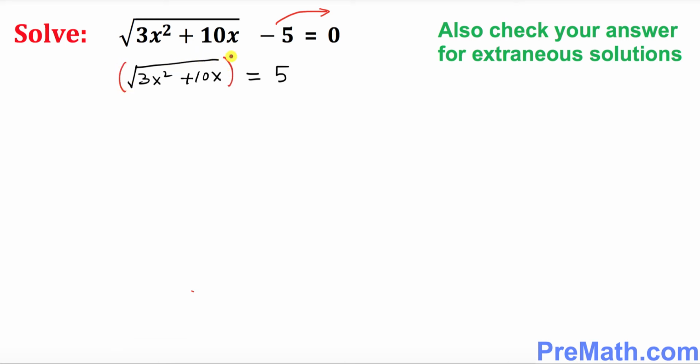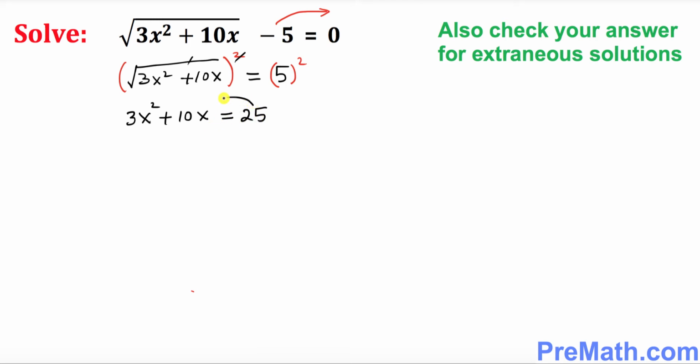The next step, I want you to square both sides because we want to get rid of this radical sign. Once we have done that, the square and the square root undo each other. We get 3x squared plus 10x equals how much? 5 squared is 25. Okay, so far so good.